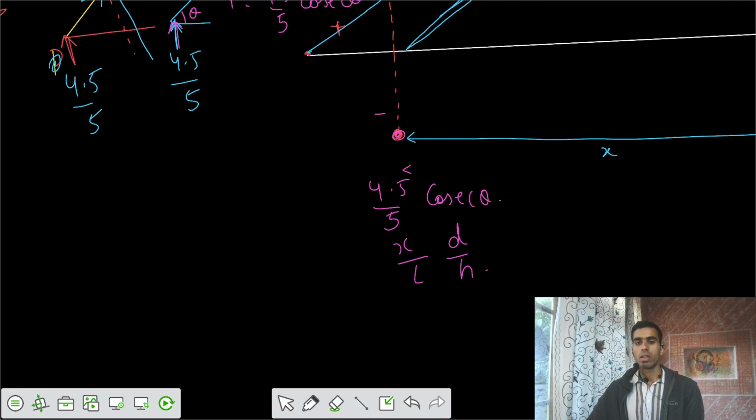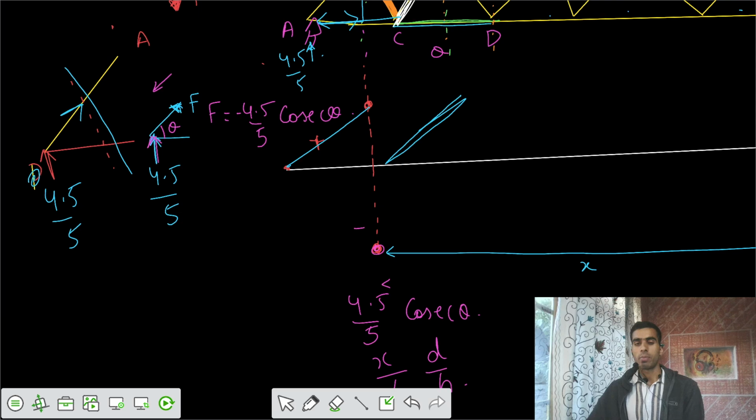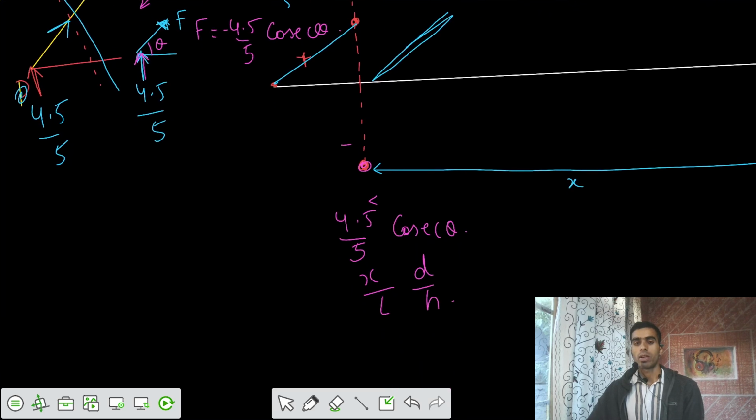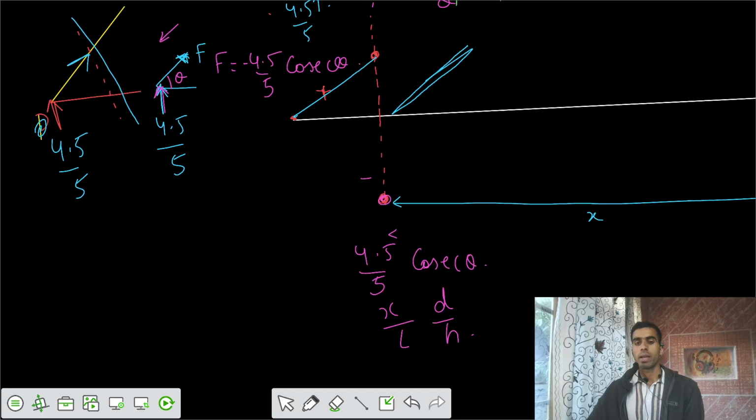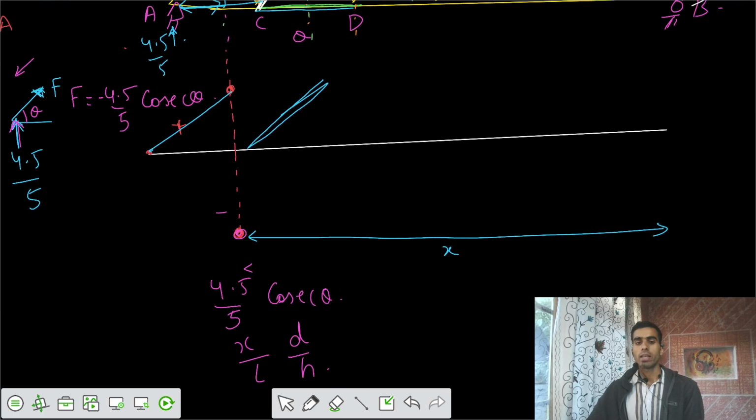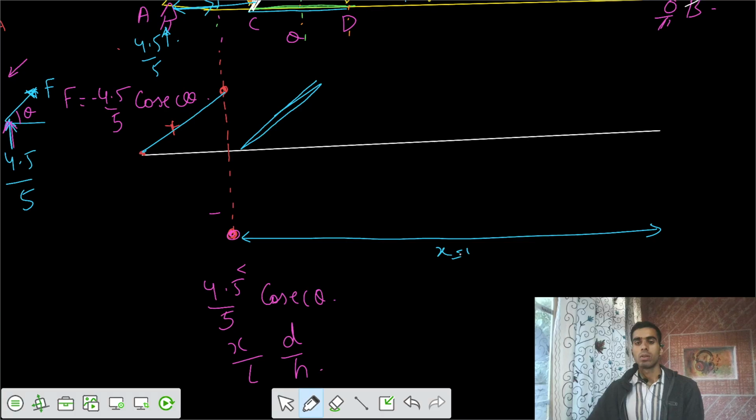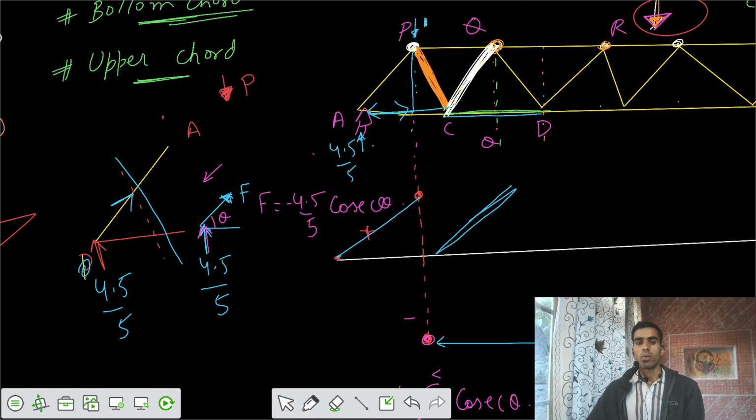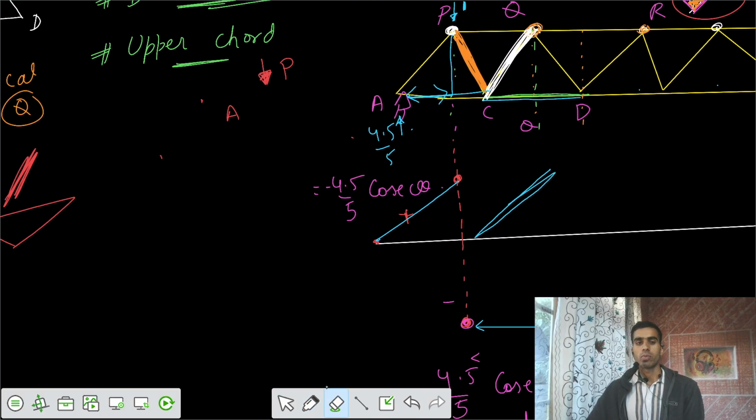We got the value now. Finally, we got the value that the ordinate at P is 4.5 by L cosecant theta. That's x by L times d by h, and the value of x is also 4.5. X is equal to 4.5 of A, and L is equal to 5A. So you got that. Okay. Now let's remove this and get a more clear picture.